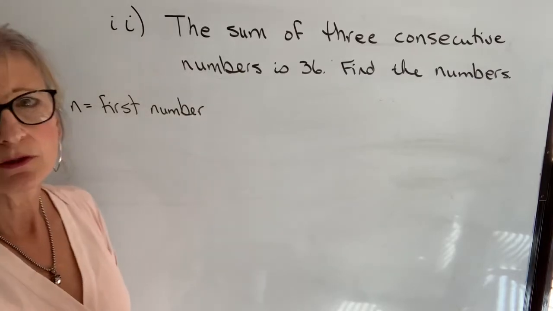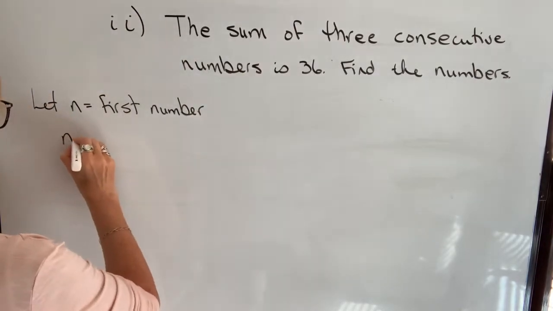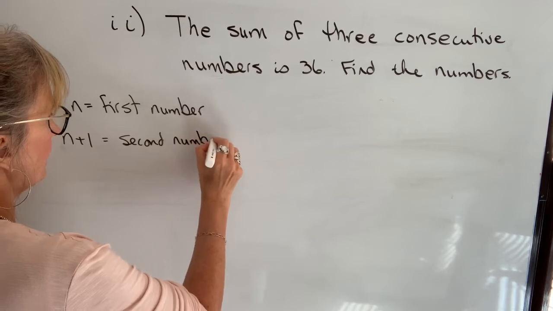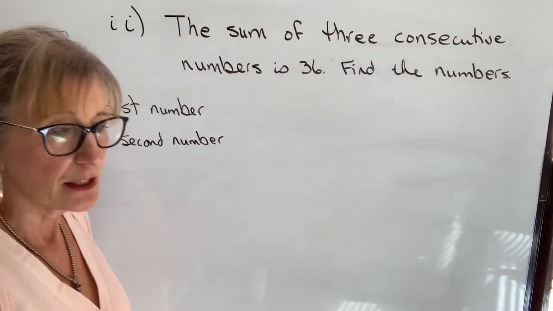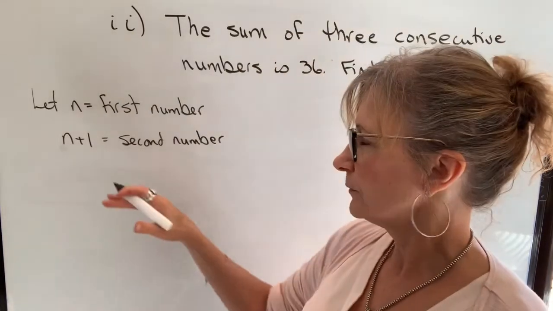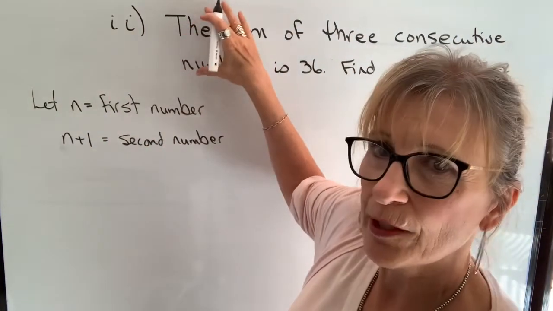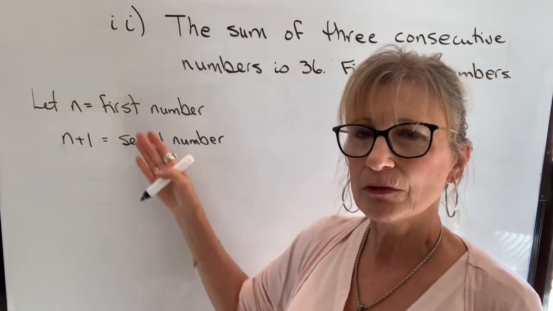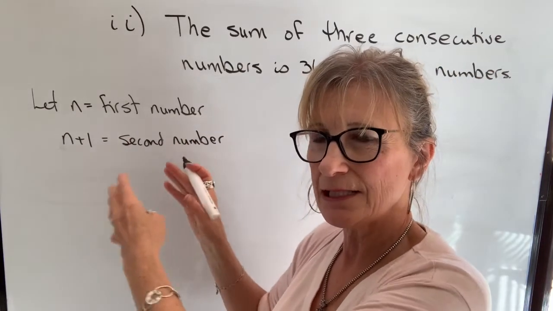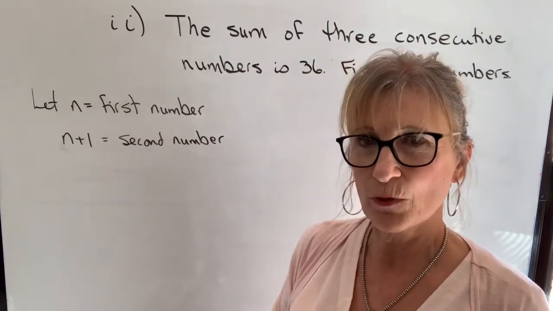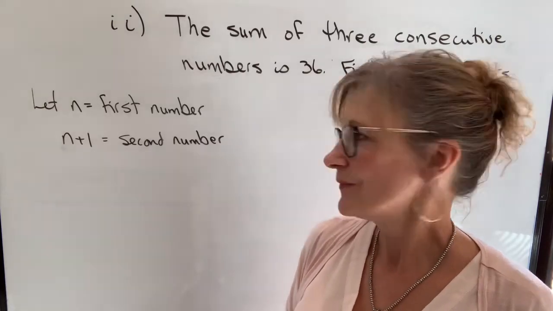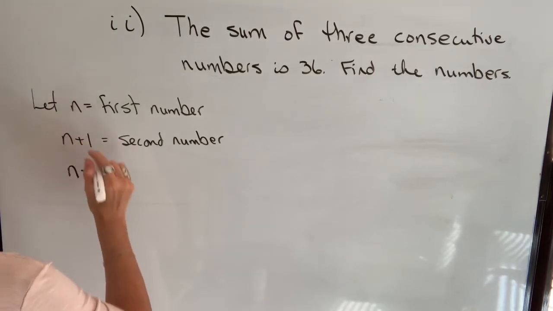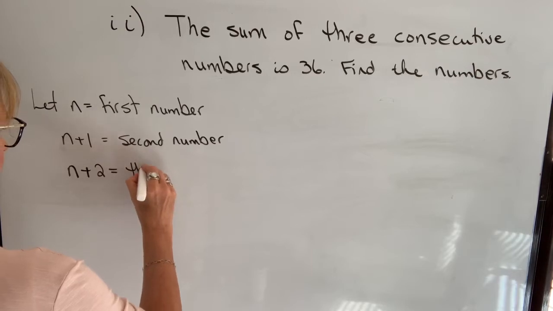So then the next number will be n plus 1. So n plus 1 will equal the second number. And I know that this is kind of time consuming and possibly tedious, but if you start writing these things down, then you don't have to keep going back to your words. You've got this to refer to. And as your problems get more complicated, getting in the habit of getting all of the information down in a nice, neat way and defining all of your unknowns in terms of your one variable will make it easier for you. So we've got one more, a third number, and it will be 1 more than this, or 2 more than that, so n plus 2 will equal the third number.